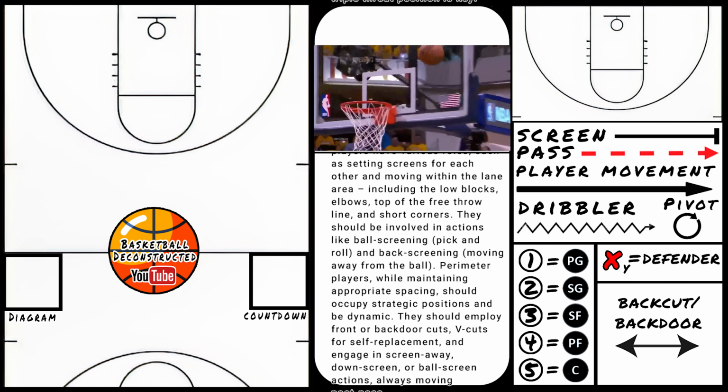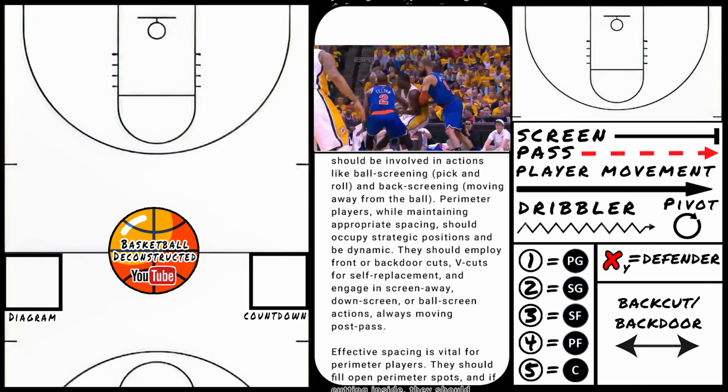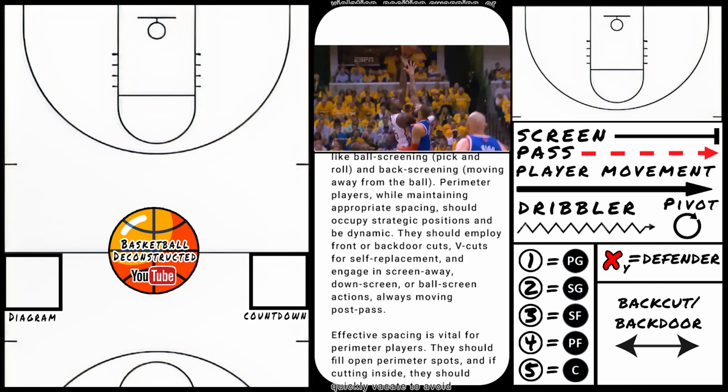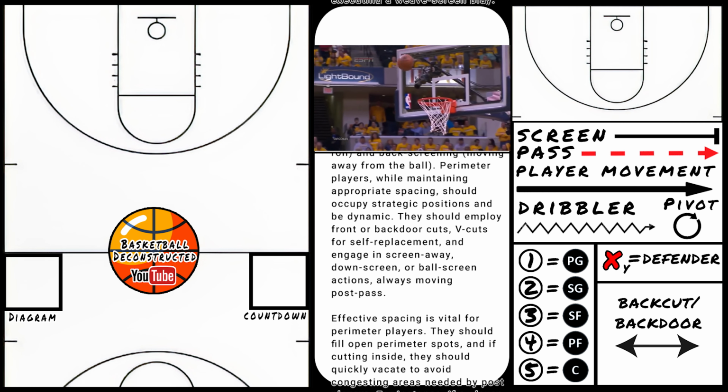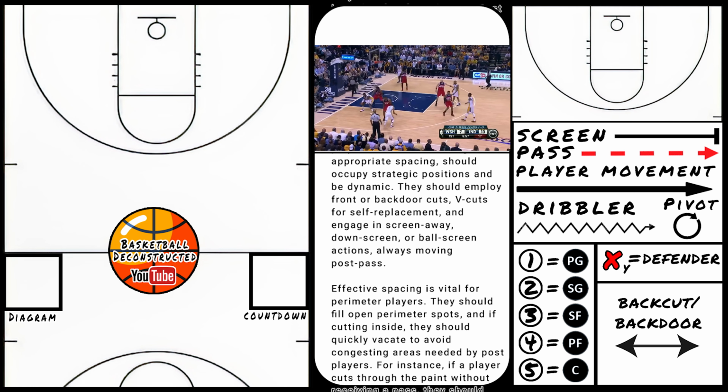Perimeter players, while maintaining appropriate spacing, should occupy strategic positions and be dynamic. They should employ front or backdoor cuts, V-cuts for self-replacement, and engage in screen away, down screen, or ball screen actions, always moving post pass.